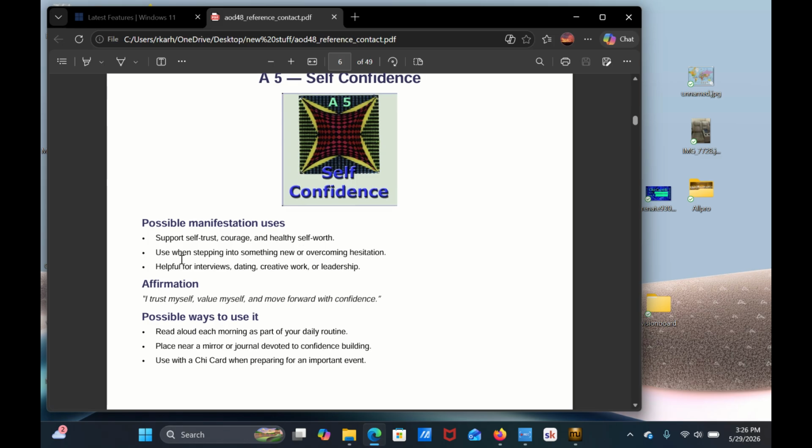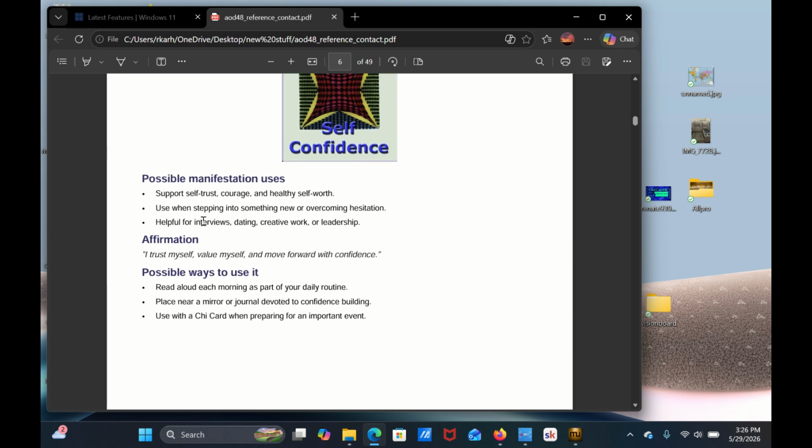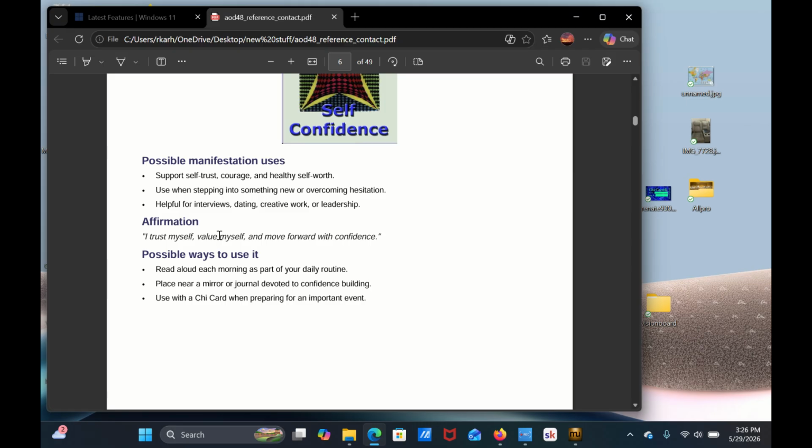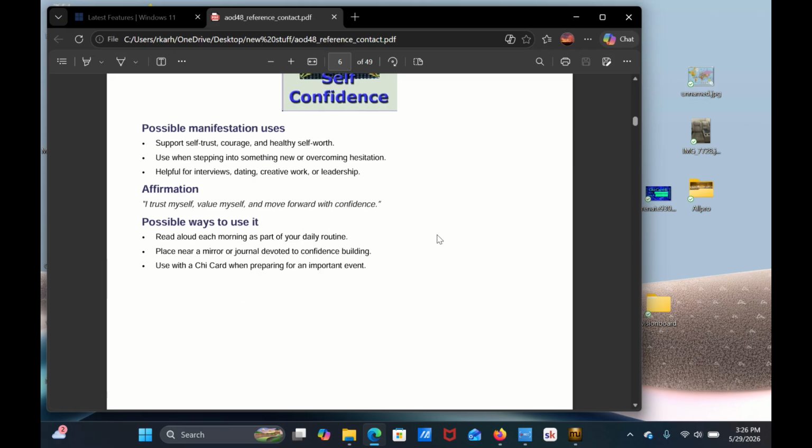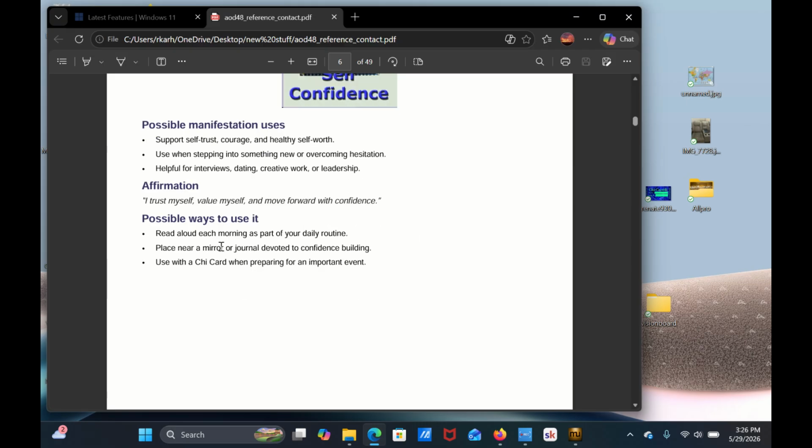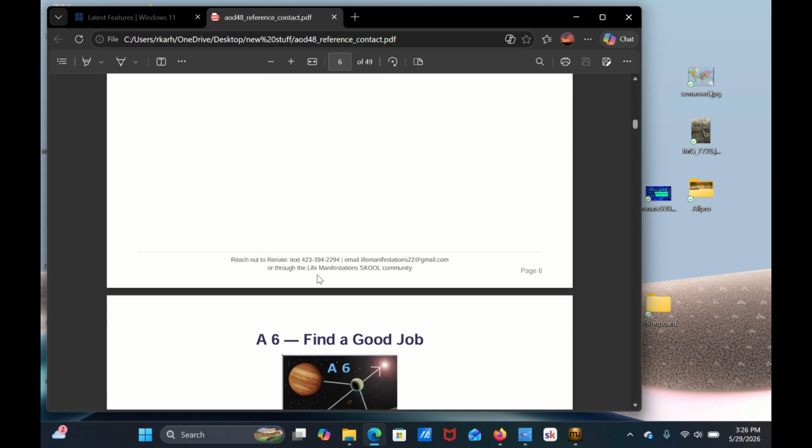Self-confidence. Support self-trust, courage, and healthy self-worth. Use when stepping into something new or overcoming hesitation. Helpful for interviews, dating, creative work, or leadership. Affirmation: I trust myself, value myself, and move forward with confidence. Possible ways to use it: read aloud each morning as part of your daily routine. Place near a mirror or journal devoted to confidence building. Use with a cheat card when preparing for an important event.